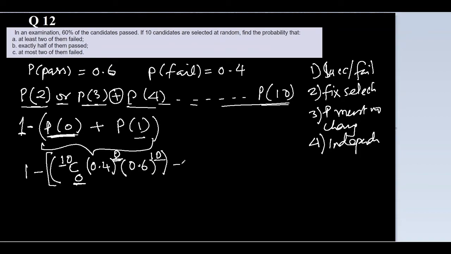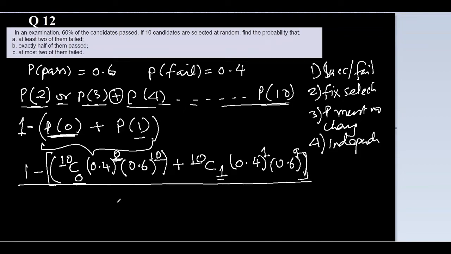Okay, that is 0. Now we'll go to the second one, which is 1 failed. Again, 0.4 to the power 1, matching with 1, and remaining from 10 will be given to passing, 0.6 to the power 9. And this whole thing you can put in your calculator and it will give you an answer. The answer it is giving me is 0.9536. There's a very high probability that at least 2 of them fail.